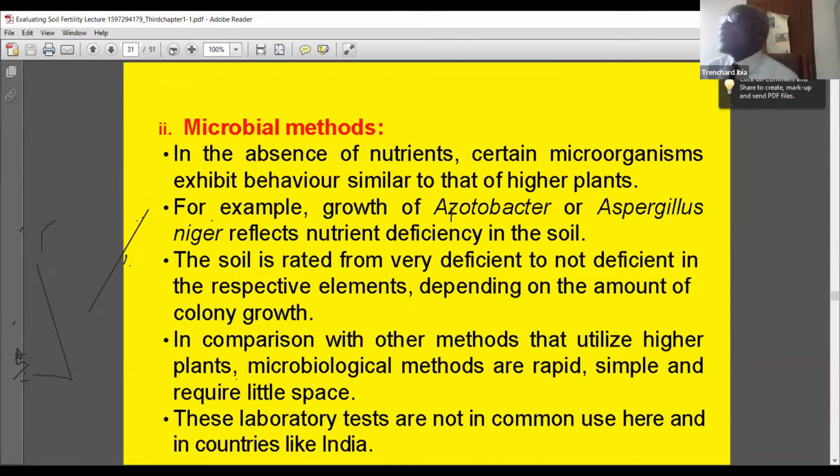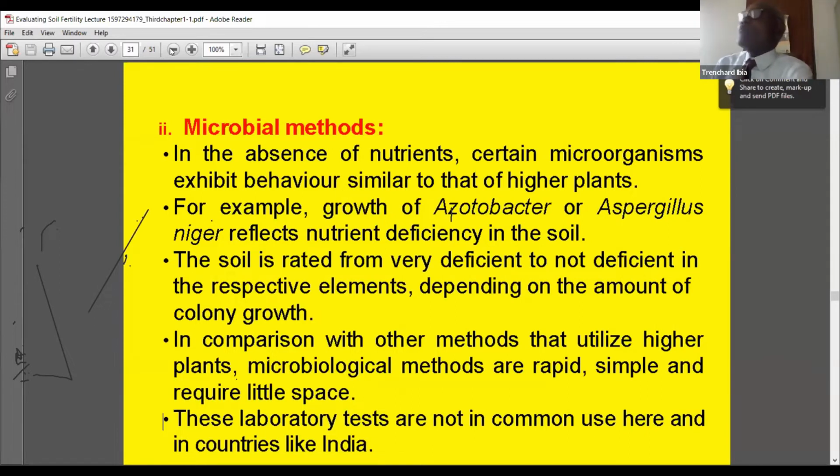In comparison with other methods that utilize higher plants, microbiological methods are rapid, simple, and require little space in the laboratory. If you have a small lab, you can get a small lab in your house, you can do it. These laboratory tests are not commonly used here. But it's commonly used in many other places in the world.